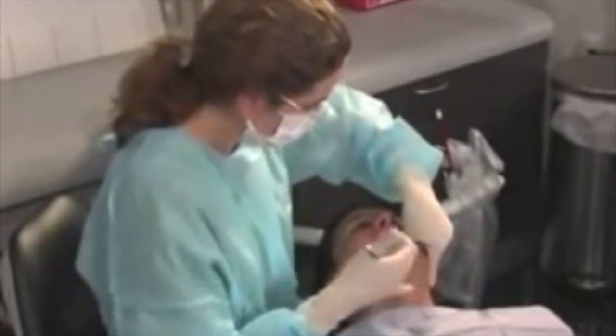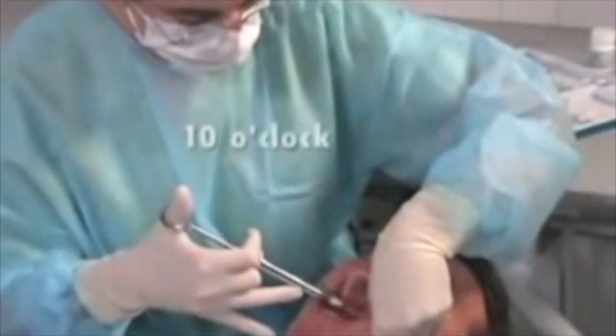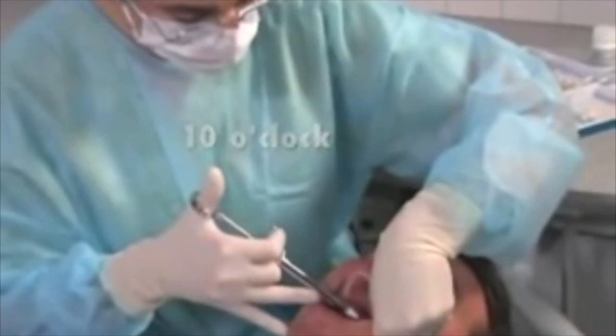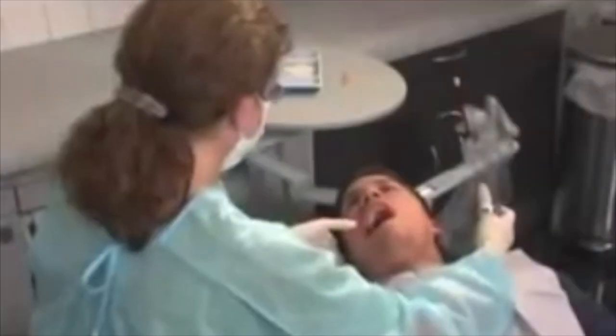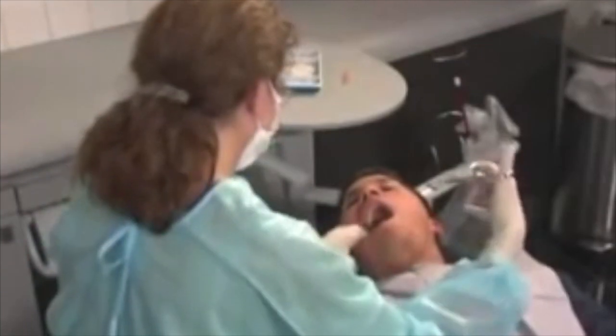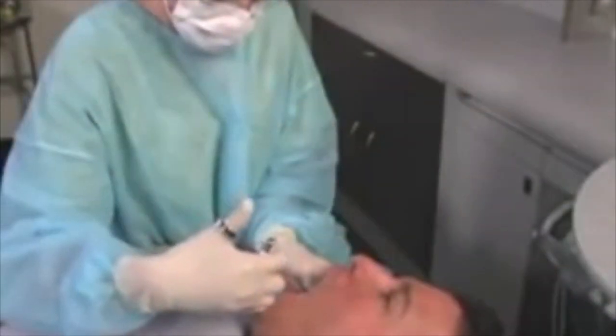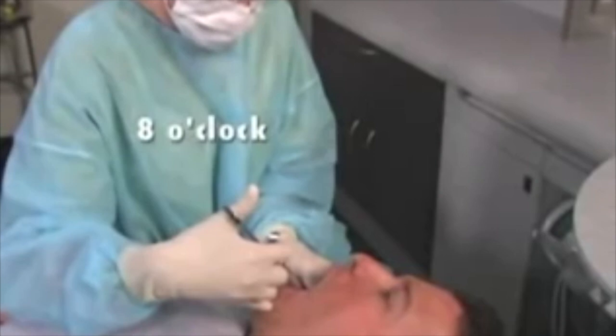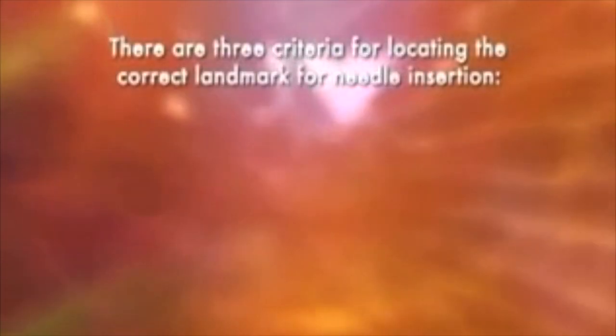For a left inferior alveolar nerve block, the right-handed operator should sit at the 10 o'clock position, facing in the same direction as the patient. For the right inferior alveolar nerve block, the right-handed operator should sit at the 8 o'clock position, facing the patient.